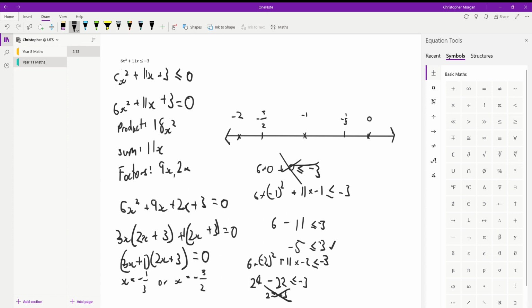Now we have a less than or equal to sign. So don't forget we use solid circles, right? And that goes inwards like that, and inwards like that. So again, to write it, we can write negative 3 over 2 is less than or equal to x, which is less than or equal to negative 1 over 3. That right there is our solution, and we are done.